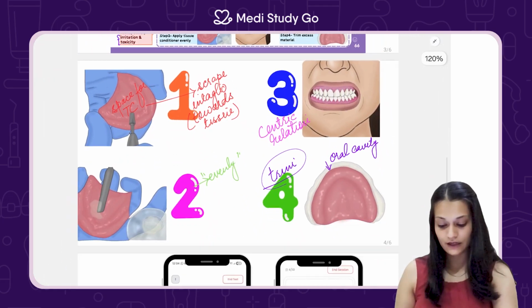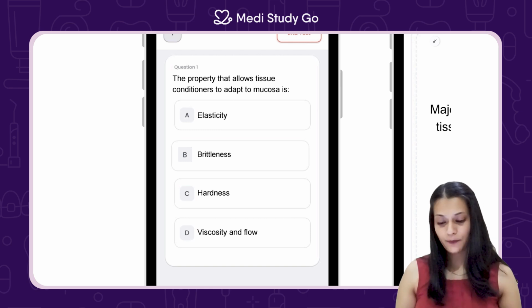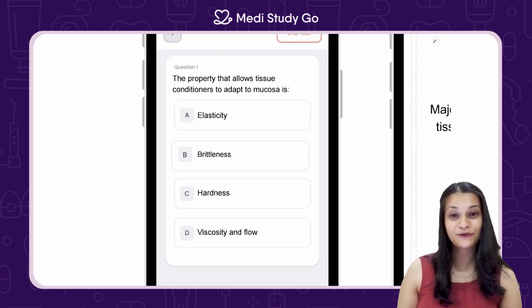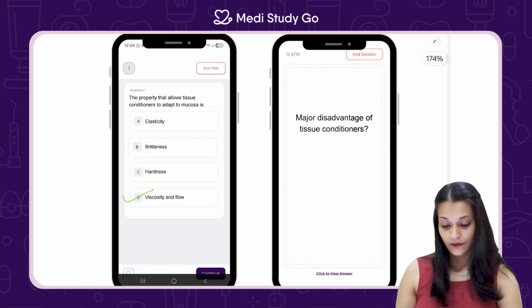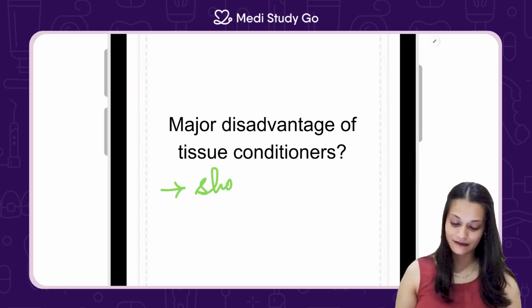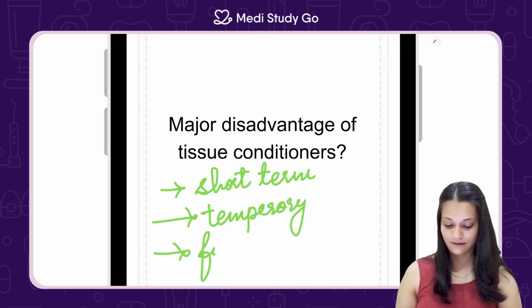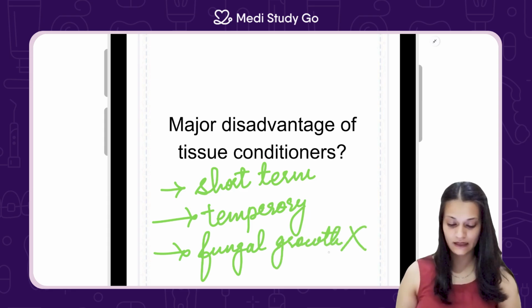So this was about your tissue conditioner. Let's quickly understand and solve the MCQ. The property that allows the tissue conditioner to adapt to mucosa, I don't even want to see the options. I know it's viscoelasticity. Major disadvantage of tissue conditioners: they are excellent, but they are for short-term use. At the same time, just a temporary solution. And they can lead to fungal growth. So definitely not a permanent solution.